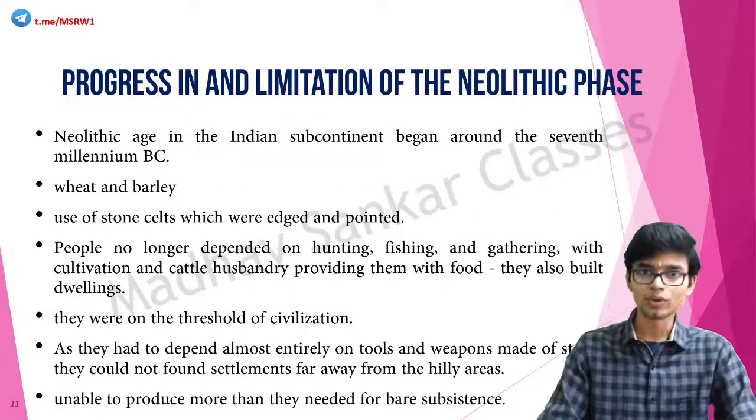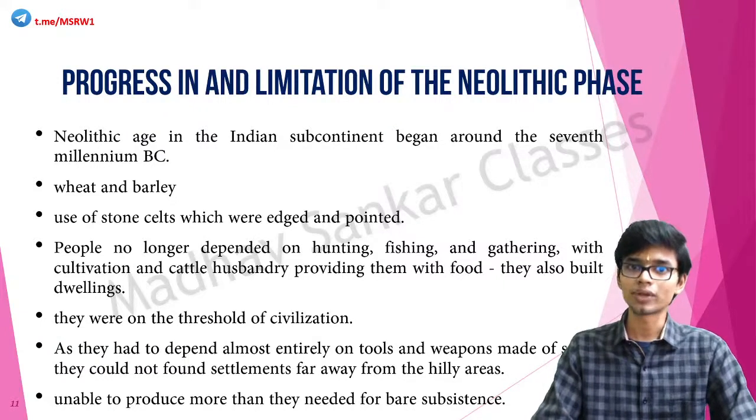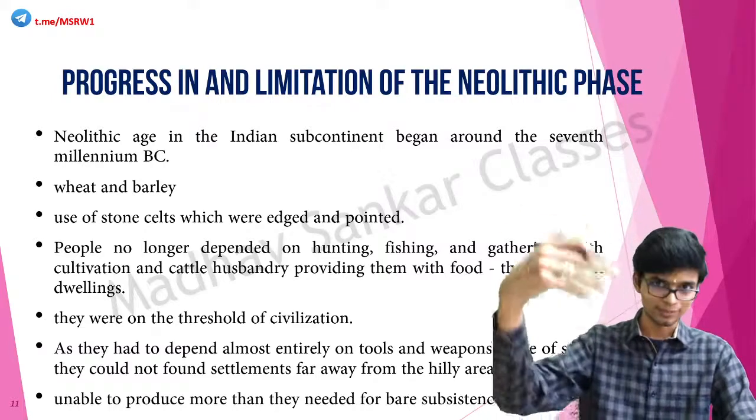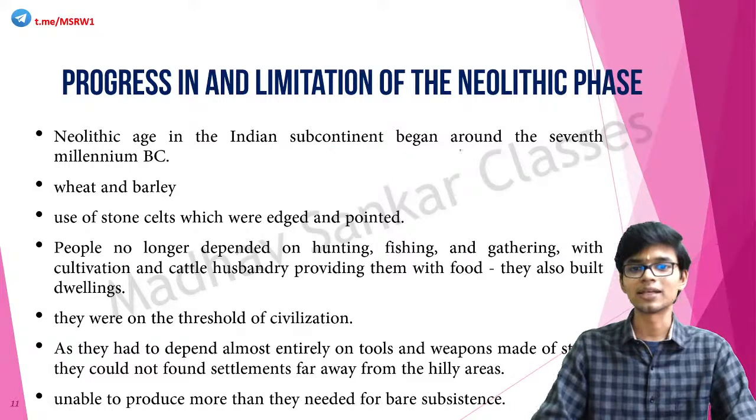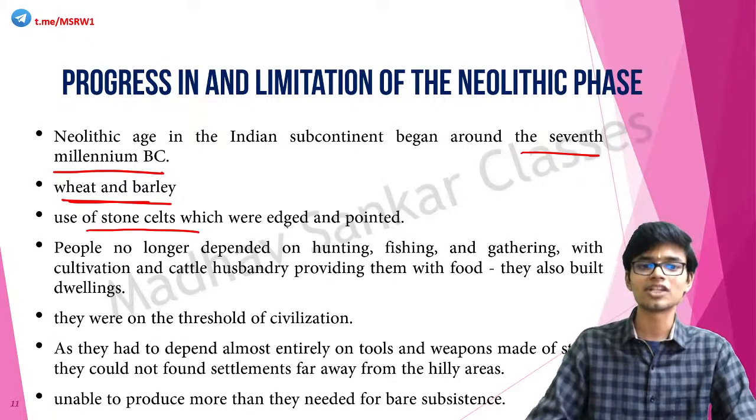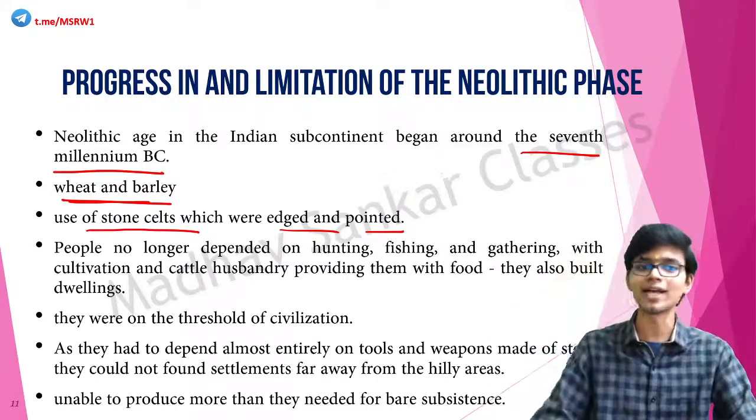So what is the progress that man made in the Neolithic phase, and what are the limitations of this phase? This is the last slide of this chapter. I already have explained the progress in the previous slide, so this is a summary of that. Neolithic age in the Indian subcontinent began something like 7th millennium BCE. Wheat and barley started to be cultivated in Neolithic phase. Stone celts which were edged and pointed were used, so this type of tool began to become more and more advanced.